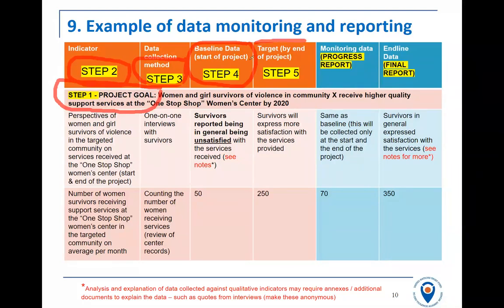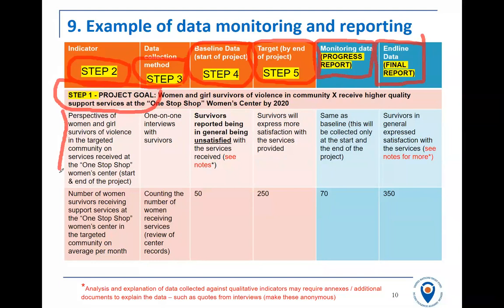And you will set a target of what you want to achieve. Then every 6 months, you will monitor formally and tell us what progress has been in your progress report. And at the very end of the project, you will give us the end line data. And in this example, the project came up with 2 indicators.